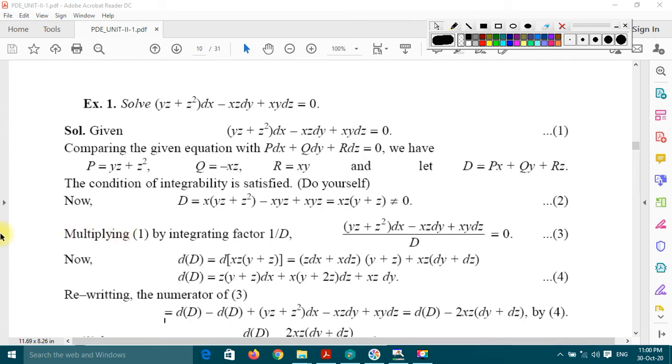Now come on to the problem. Our problem is: solve (yz plus z squared) dx minus xz dy plus xy dz is equal to 0. Here we compare the given differential equation with P dx plus Q dy plus R dz is equal to 0. Then we get capital P is yz plus z squared, capital Q is minus xz, capital R is equal to xy, and it is an exercise for you to check that this differential equation is integrable.